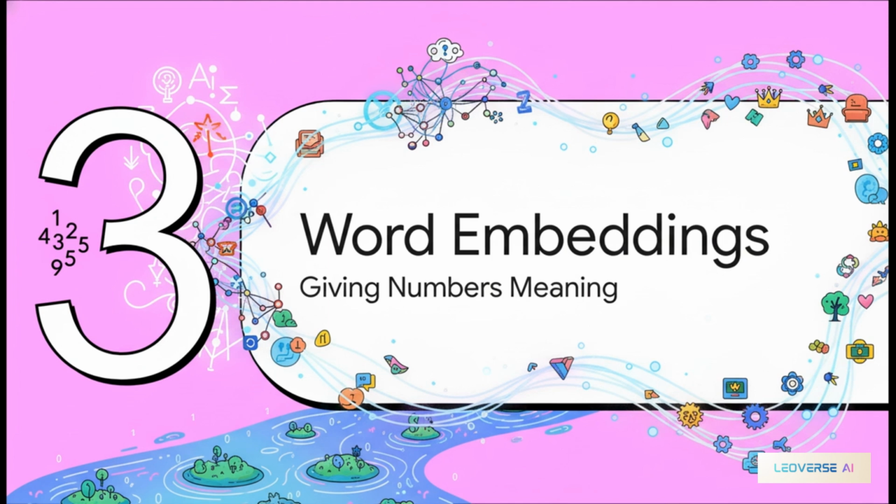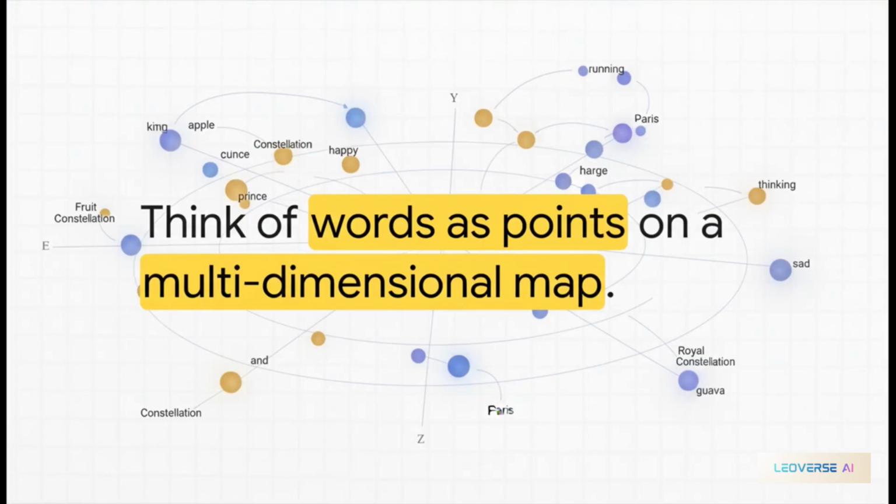This is where we stop just labeling words and start actually understanding what they mean and how they connect to everything else. The best way to get this is to use an analogy. I want you to picture a giant, complex, multi-dimensional map. And on this map, every single word you can think of has a specific location, a specific point. And its location isn't random. It's determined entirely by its meaning.